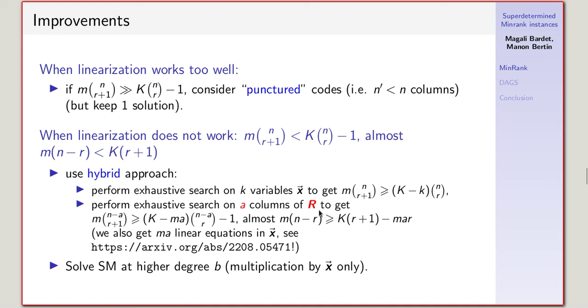And here we reduce the problem to the solving of an instance with parameters: matrices of size m times n minus a, and k minus am matrices. So we decrease both equations and variables, but we also decrease the number of matrices that are involved, and so the constraint is this one, and we see that with a large enough R, we will always satisfy this constraint. That is true, and you can get information in this preprint on how we can reduce to this system.